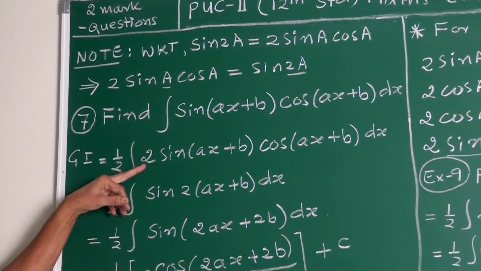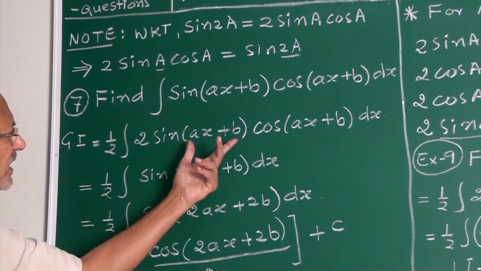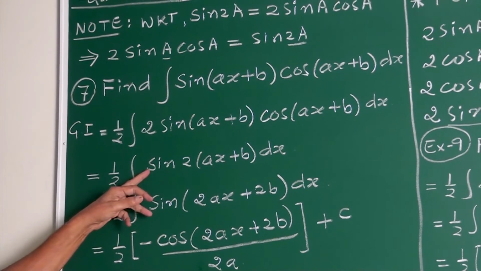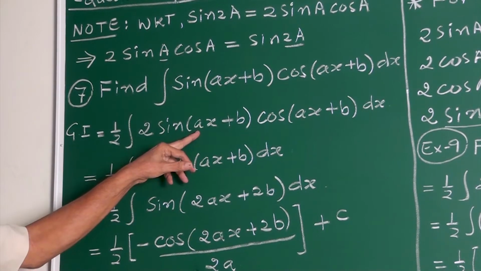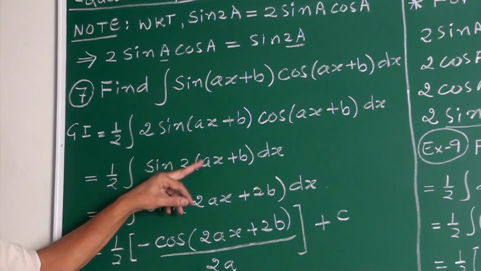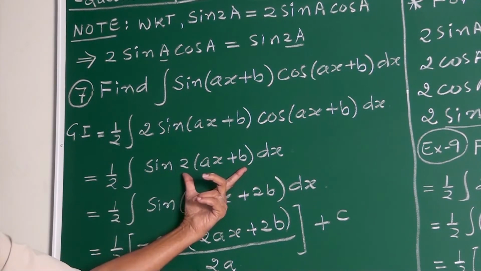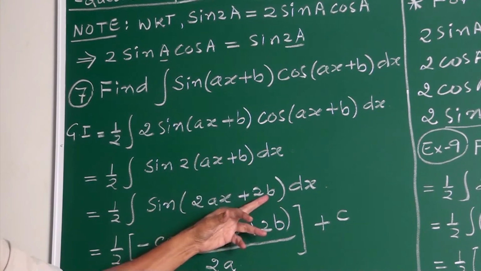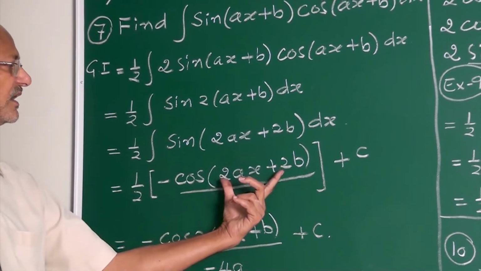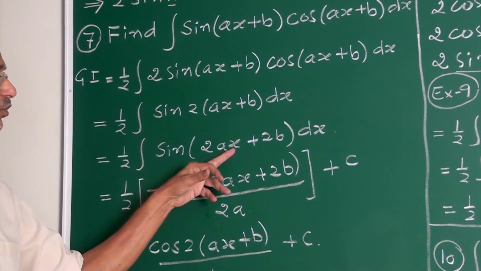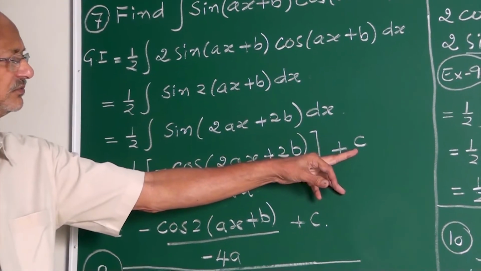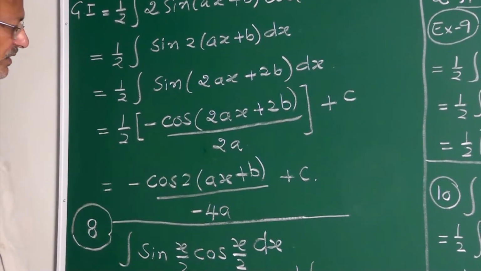It is 1 by 2 into sine 2a, cos a by ax plus b, the angle is same. It is sine 2 times the angle. What is the angle here? Ax plus b. Simplify. It is sine(2ax plus 2b) dx. Write the integral of sine as minus cos, angle as it is, divided by the coefficient of x. What is the coefficient of x? 2a. Divide by 2a, plus the constant of integration c.